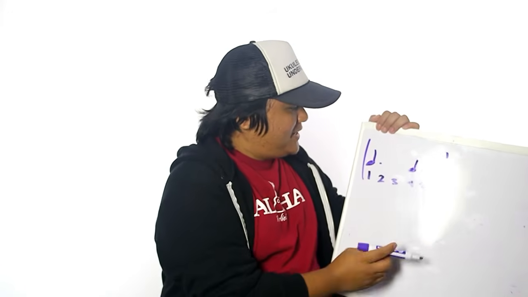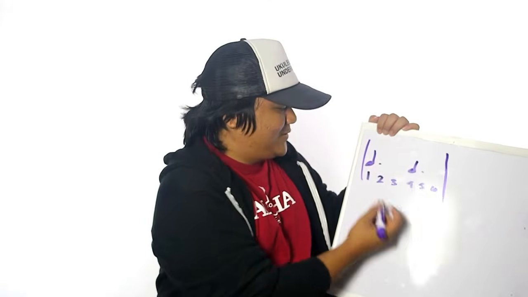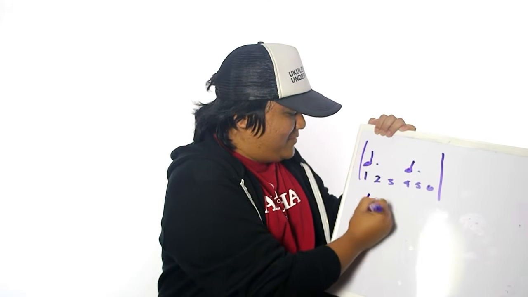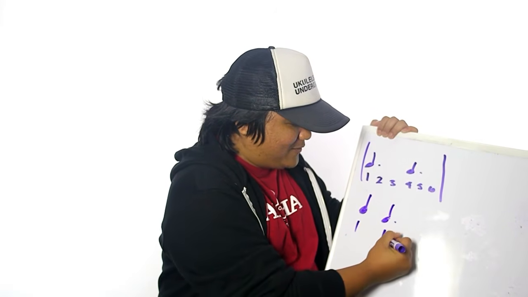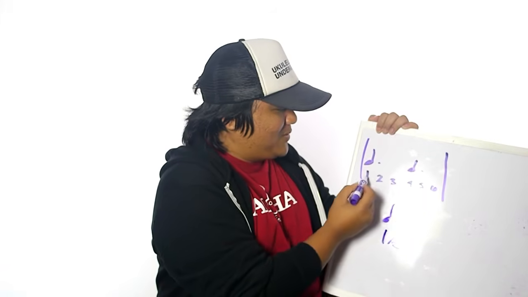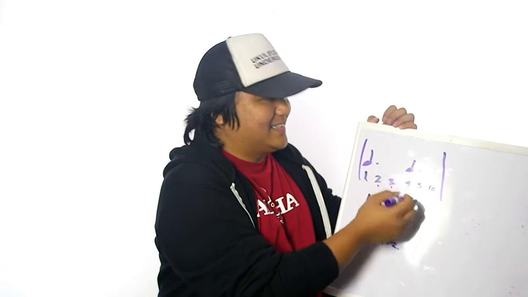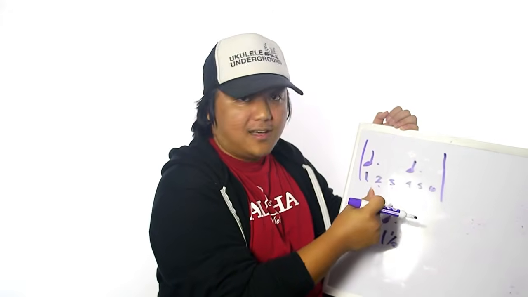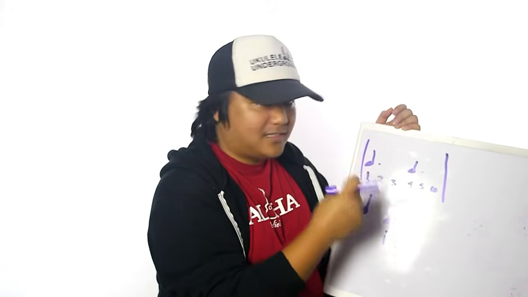So this one right here, what a dot means is you're getting a half. So this means 1, and this means 1.5. So that means 3: 1, 2, 3. So bam, da da, da da, da da da.